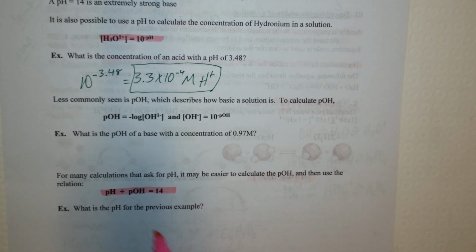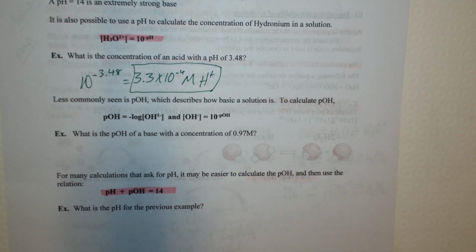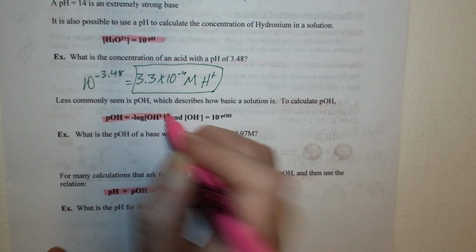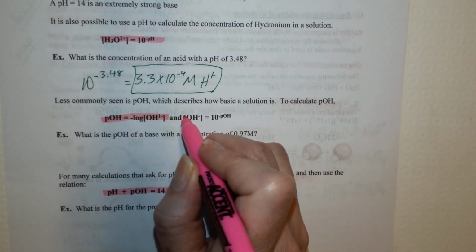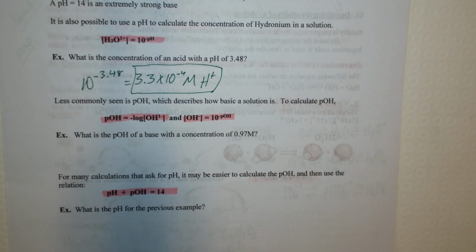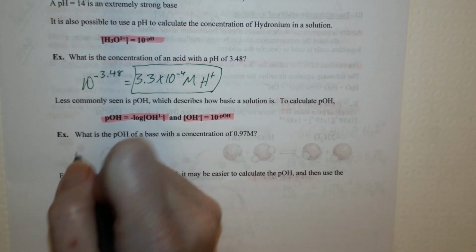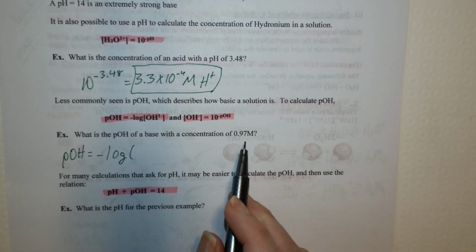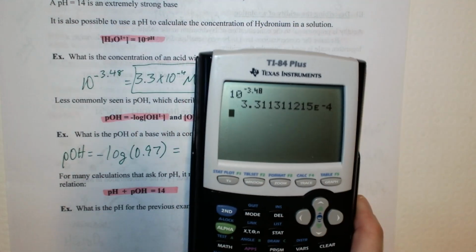We treat pOH the same way that we treated pH in terms of our formulas. pOH is the negative log of the hydroxide ion concentration. So there's our formula for that. We've got to memorize it. And OH, hydroxide concentration, is equal to 10 to the negative pOH. We've got to memorize that too. So what is the pOH of a base with a concentration of 0.97 molar? We want to know pOH, so pOH is equal to the negative log of 0.97. Then we stick that in the calculator.